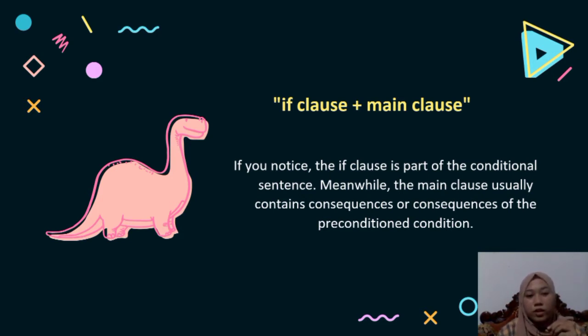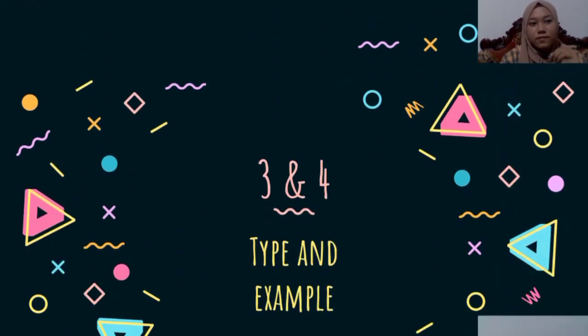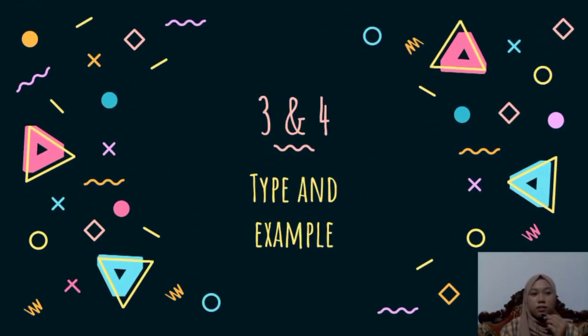And after knowing the meaning and form of conditional sentence, you must also understand all types of conditional sentence so that you can use them appropriately according to the situation and conditions when you are talking. And okay, listen and understand very well the explanation and example for the following types of conditional sentence. And in the third and the fourth, we learn about type and example.